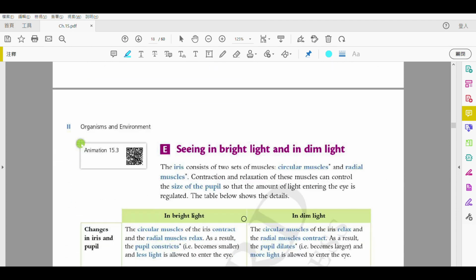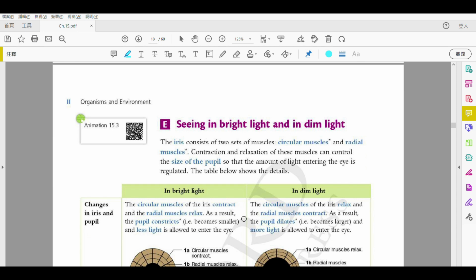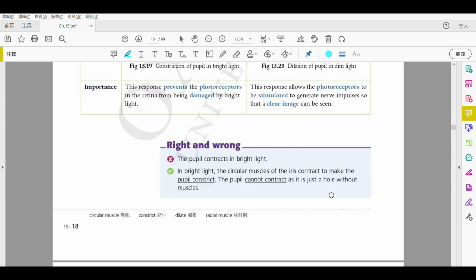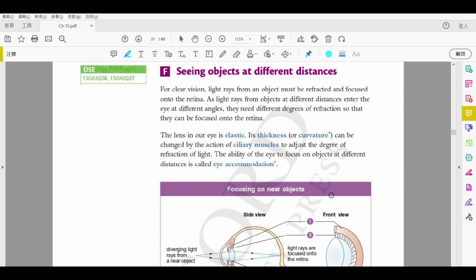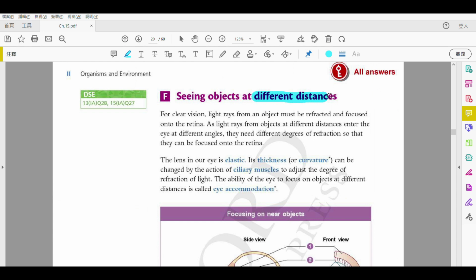Alright? So in this section, we're going to talk about something a little bit more complicated. We're going to talk about two situations. There are two situations. The first situation, as you can see here, is about the bright light and dim light, one with a lot of light and one that is not so bright. And then the other situation we're going to talk about is different distances.